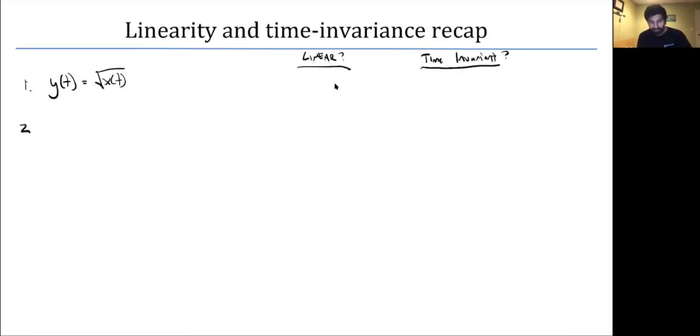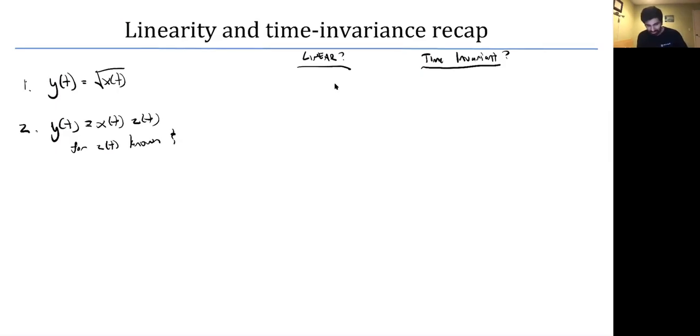The second system is y of t is equal to x of t times z of t. In this case, assume that z of t is known and non-zero.